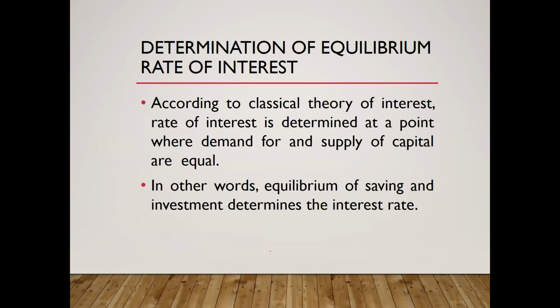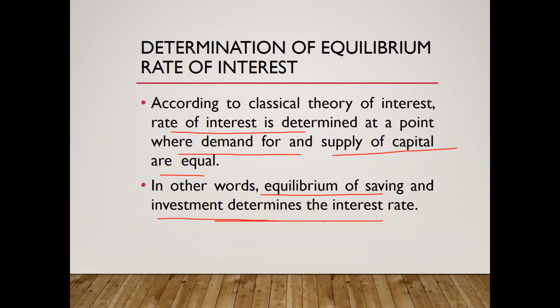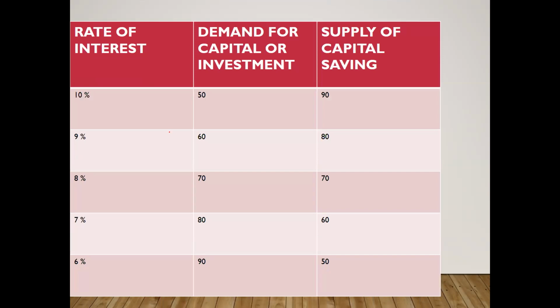Next, we come to the determination of the equilibrium rate of interest. How can we decide the equilibrium rate of interest? According to the classical theory of interest, the rate of interest is determined at a point where demand for and supply of capital are equal. As I said earlier, in other words, equilibrium of saving and investment determines the interest rate. For example, demand for capital is investment and supply of capital is saving. When the rate of interest is 10%, demand for capital for investment is less, but supply of capital is on the higher side.